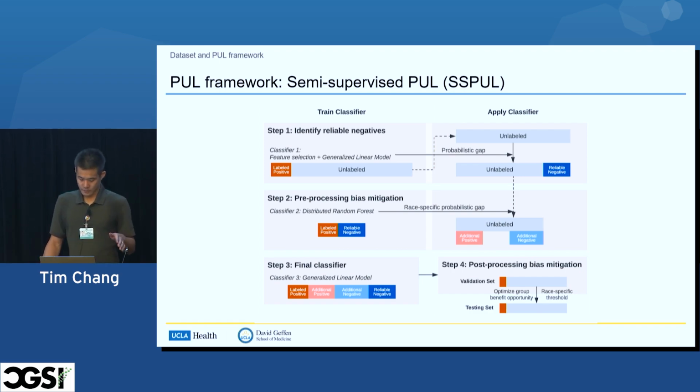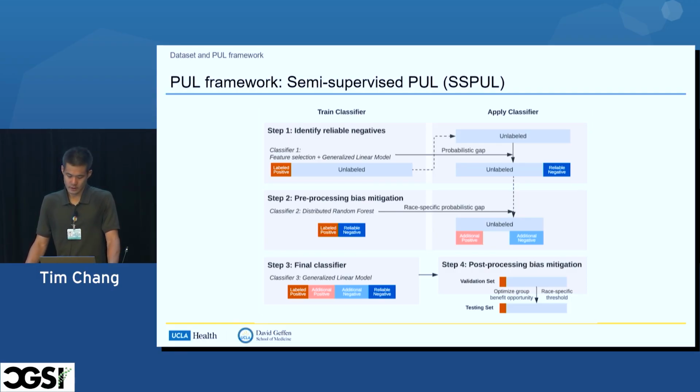The next step is more pre-processing to help with bias mitigation. We add these additional positives and additional negatives, in the pink and the light blue, by different race and ethnicity thresholds, to try to get up to the expected percentage of patients that should have Alzheimer's disease. Then we have the final classifier, a GLM, and now we have a bunch of cases and a bunch of controls that we think are most accurate. Then we do some post-processing bias mitigation.